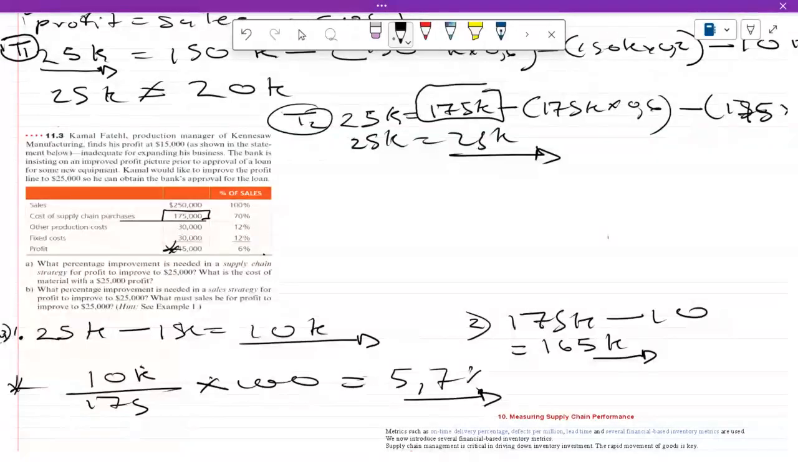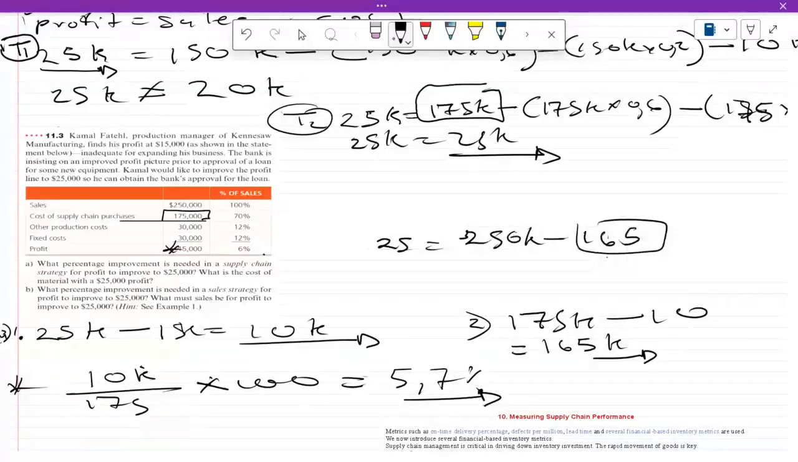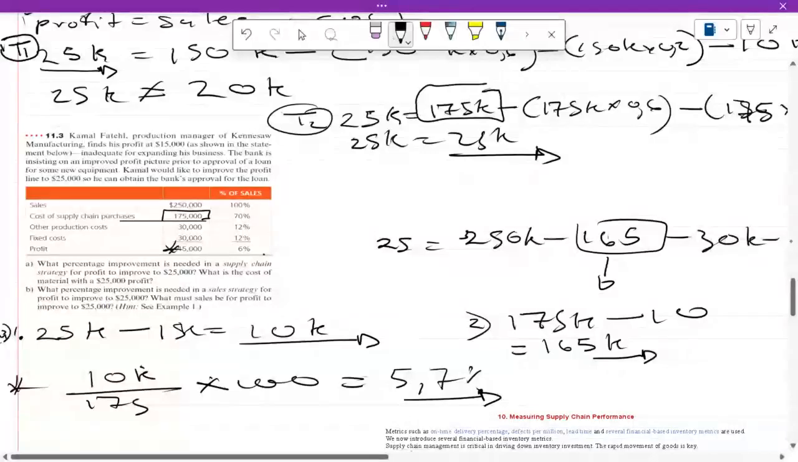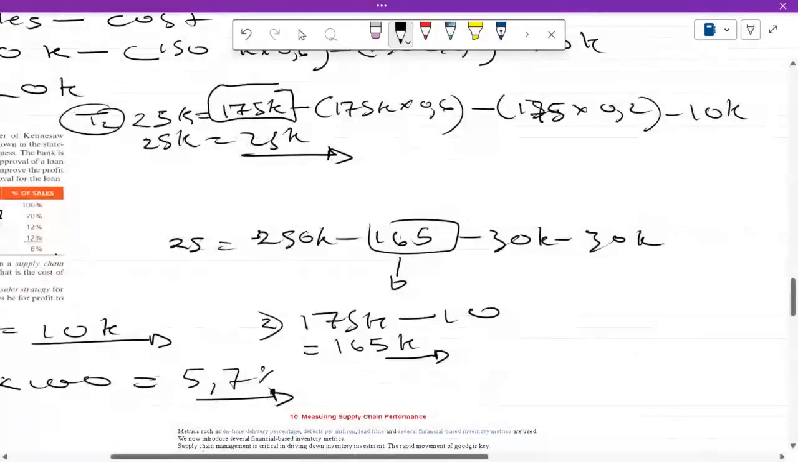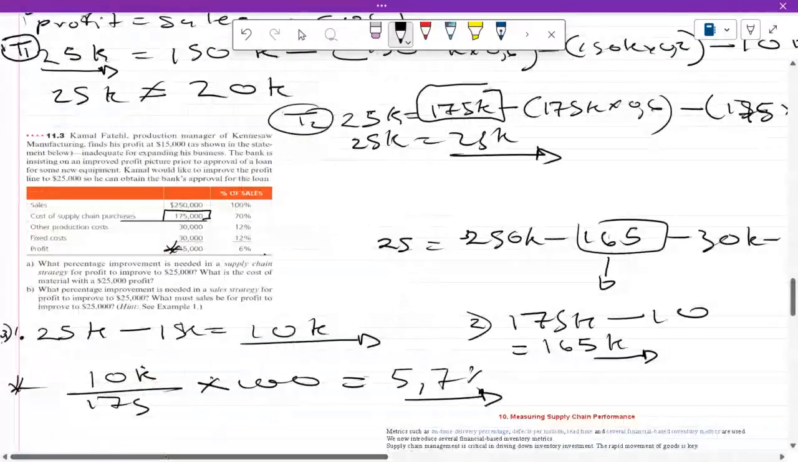So just to make sure, we say 25 equals 250K minus 165 that we found from here, minus 30K minus 30K. You are proving it right. So this is a method of testing it again also. You are testing whether it's correct or not. So that's 165K.